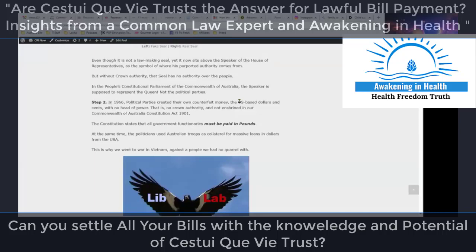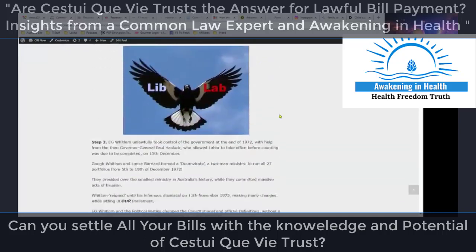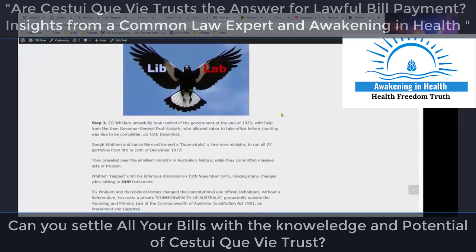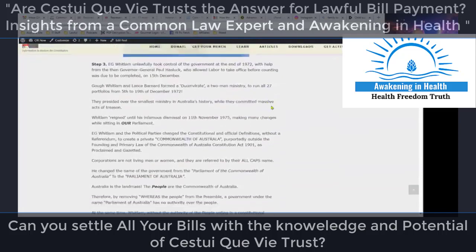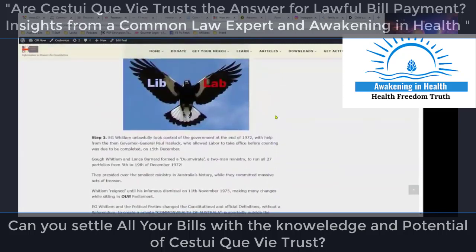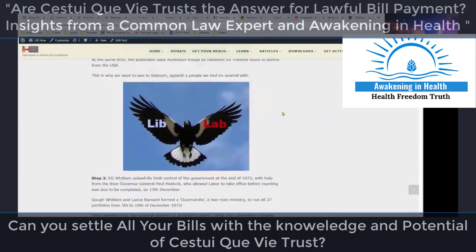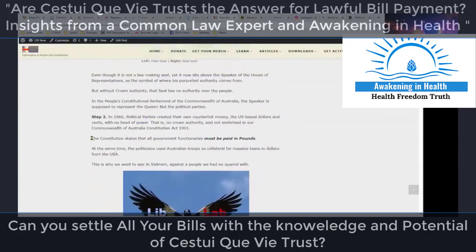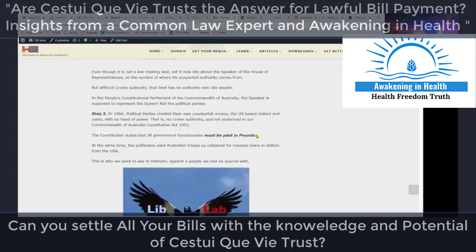Now, I was one of those blokes. I went over there in 1967 to fight in the Vietnam War. That's another story. So they took away our money. Now, our constitution says that all government functionaries must be paid in pounds. We don't have pounds anymore, so none of them are getting paid lawfully.